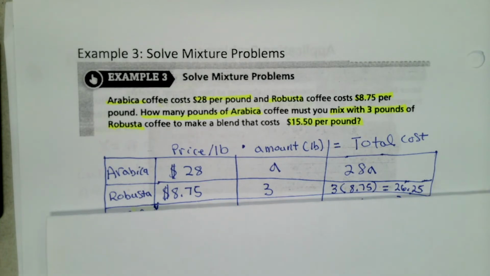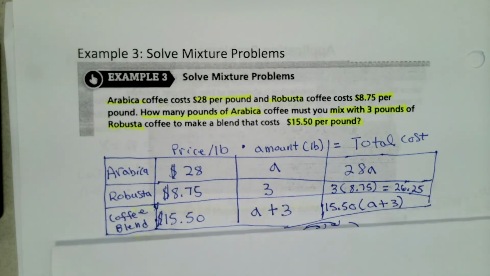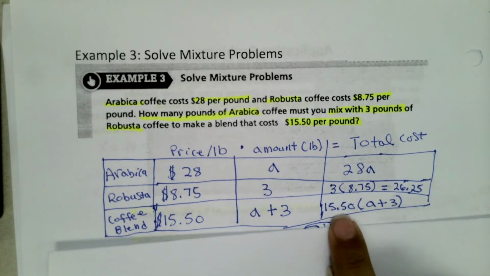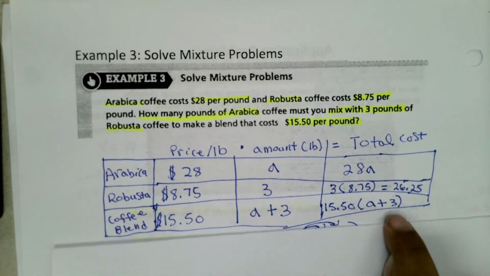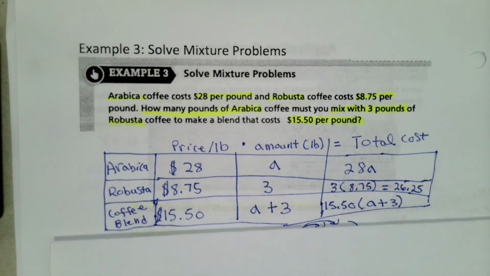And finally, this coffee mix of them both. A coffee blend, I called it. Well, it's $15.50 per pound. That's what we want it to cost. We know we need 3 of Robusta, but we also need some amount of Arabica, right? We named that A. So what's the total cost? Well, it's $15.50 times however much Arabica plus however much of Robusta, which is 3. Now all that's left for us to do is make an equation.